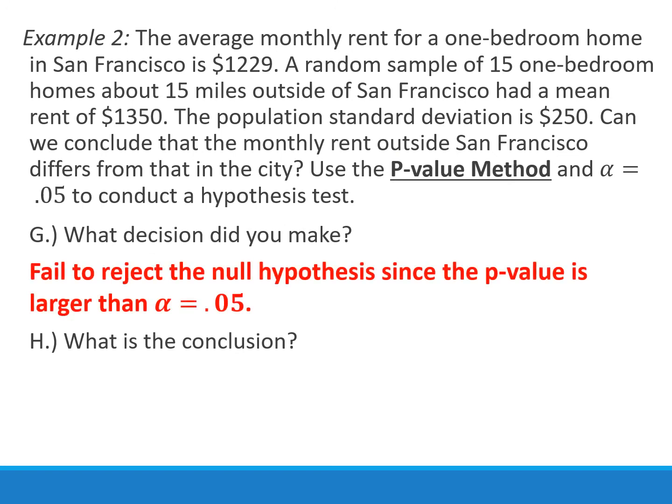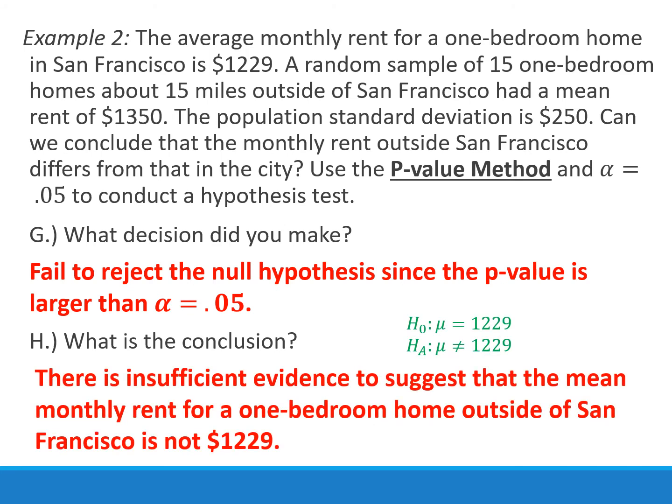At this point, we can make the decision to fail to reject the null hypothesis because the p-value is just above that alpha level of 0.05. For us to reject the null hypothesis, we need it to be smaller than that alpha level. When we fail to reject, we always say there's insufficient evidence to suggest that this alternative hypothesis is true. Okay, so we can't reject that this is true. The mean in this area might actually be 1229.